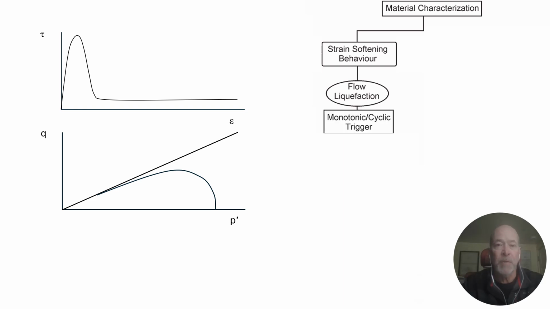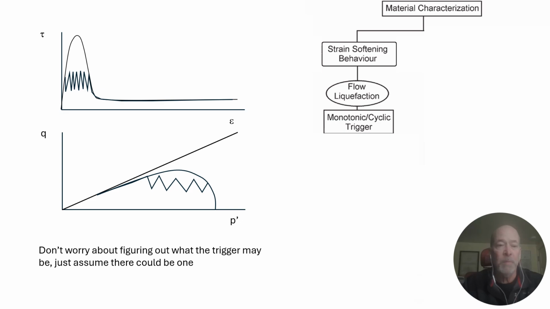Do you have a trigger, monotonic or cyclic? Well, here's what a trigger might look like. You could have cyclic triggers, both shown in tau epsilon and PQ space. But wisdom tells us don't worry about figuring out what the trigger may be, just assume that there could be one.